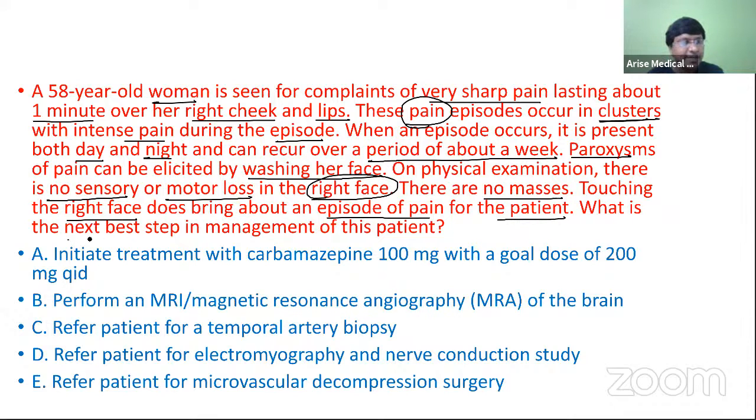What is the next best step in the management of this patient? Initiate treatment with carbamazepine 100 milligrams with a gold dose of 200 milligrams. Perform an MRI or magnetic resonance angiography of the brain. Third option, refer the patient for a temporal artery biopsy. Fourth option, refer the patient for electromyography and nerve conduction studies. Fifth option, refer the patient for microvascular decompression surgery.